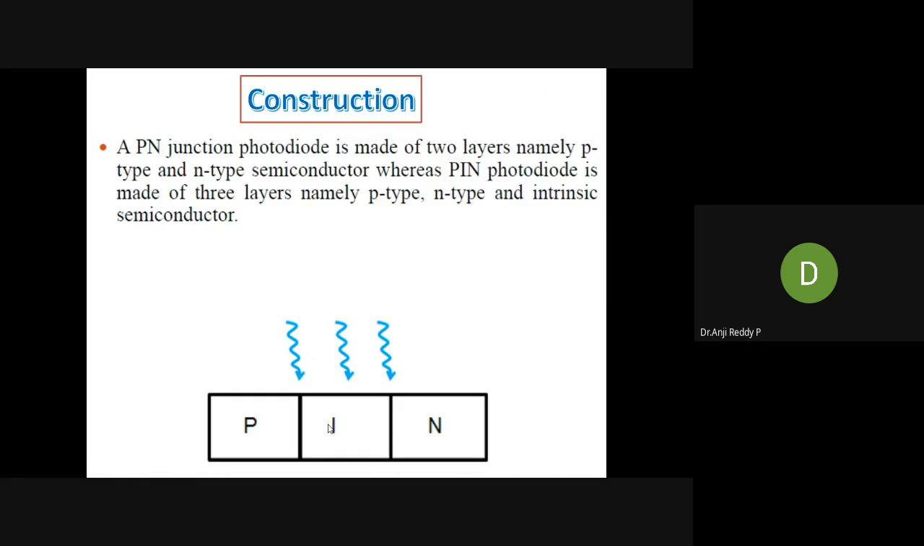See here. A PN junction photodiode, generally you can take the PN junction diode, not the PIN diode, is made of two layers, namely P-type and N-type semiconductors.